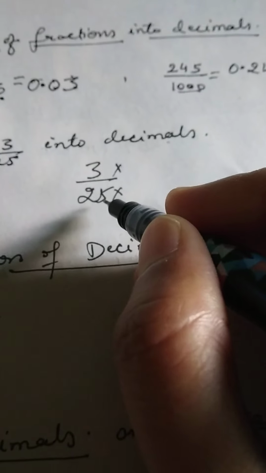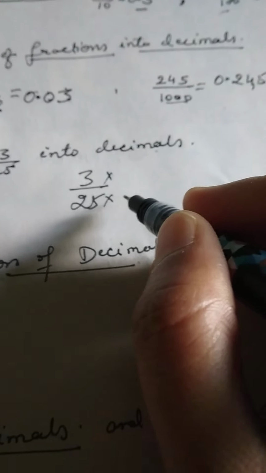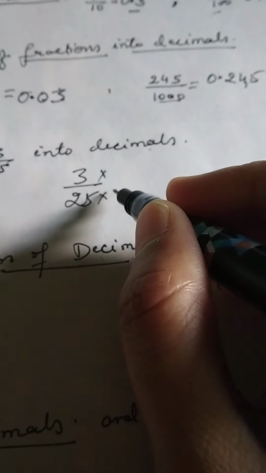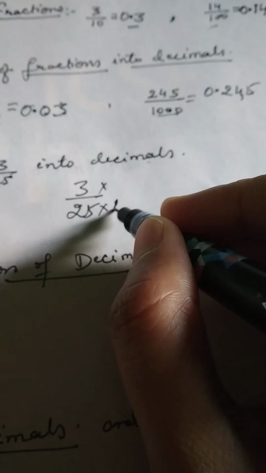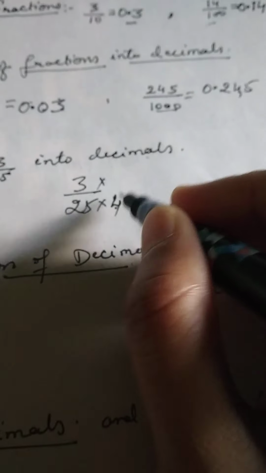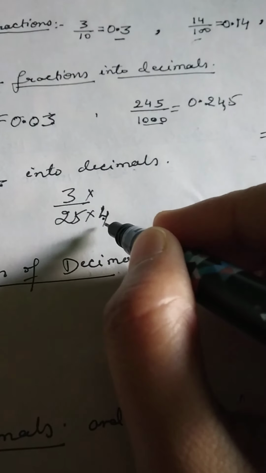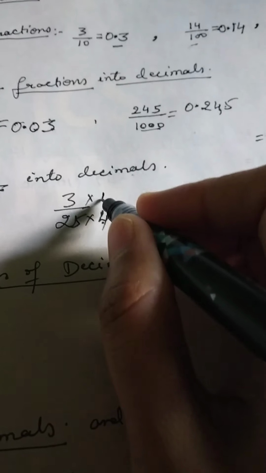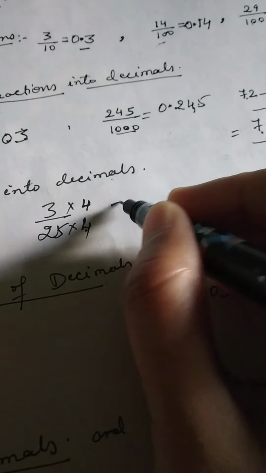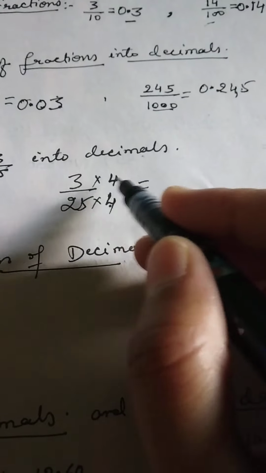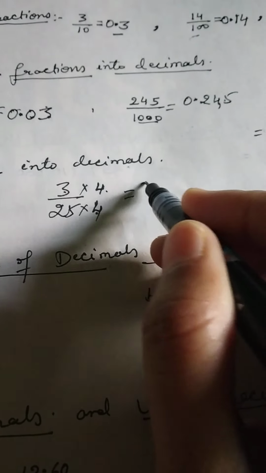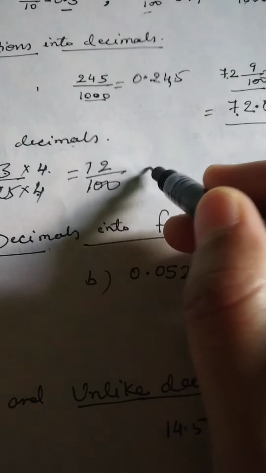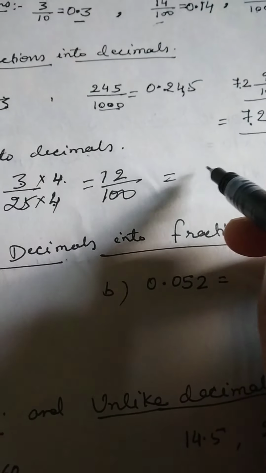Okay, here is 25. So, we will make its denominator a higher power of 10. We can make its denominator 100. To make the denominator 100, we need to multiply by 4 because 25 4s are 100. If you are multiplying any number at the denominator, we need to multiply at the numerator also to maintain the equality. Now, 3 4s are 12 and 25 4s are 100. So, we can change this into decimal now.